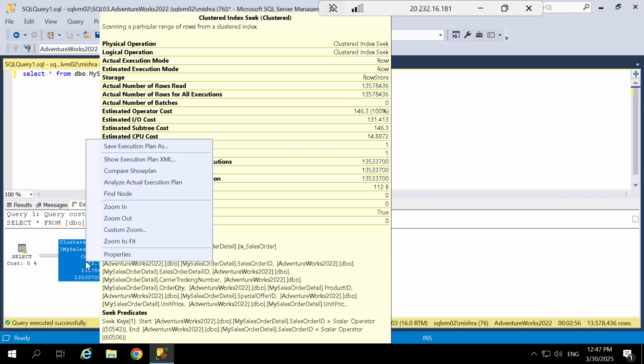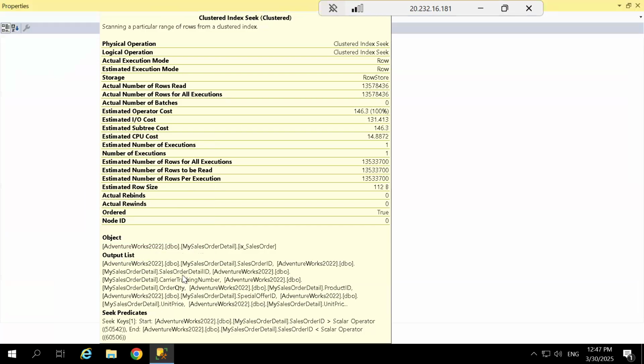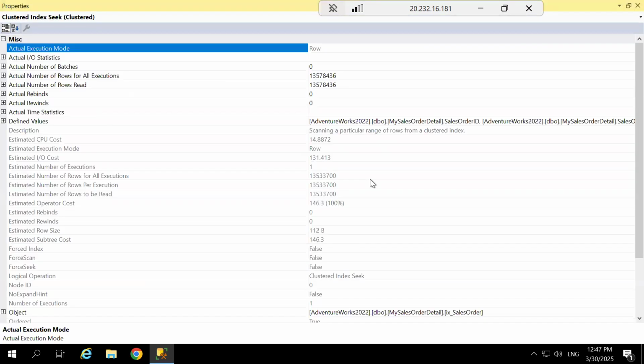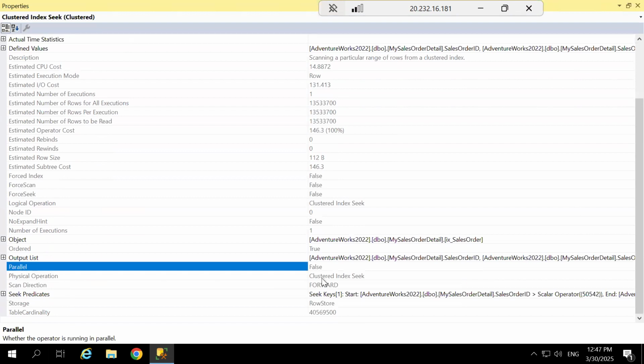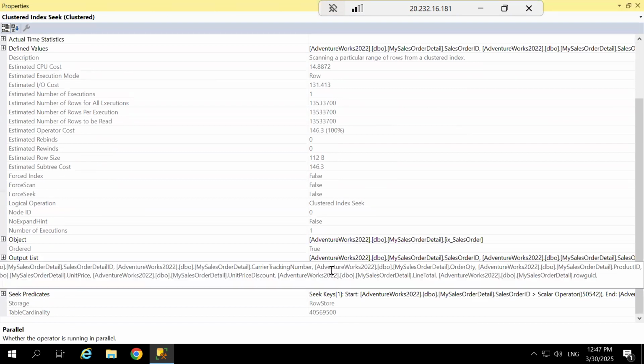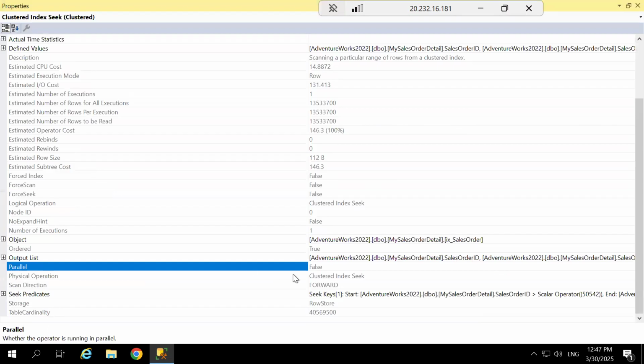How can I confirm that? Right-click on the operator, go to the properties, and here you will see something related to parallelism. Is that there? Parallel. The output says Parallel is false. It means that this operation has been completed using a single processor. Parallel is false.